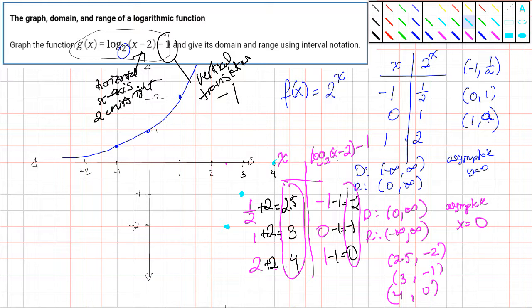We have to take into consideration that since we have minus 2 here, the asymptote has also moved 2 to the right. So the asymptote for our shifted function is going to be x equals 2. This is where the asymptote of the logarithmic function is going to be, and the function is roughly going to look like that. As you can see, the domain of this specific function is from 2 to infinity, and the range is from negative infinity to infinity. And that's how we graph a logarithmic function, if you can recall how to graph an exponential function and remember that a logarithmic function is the inverse of an exponential function.